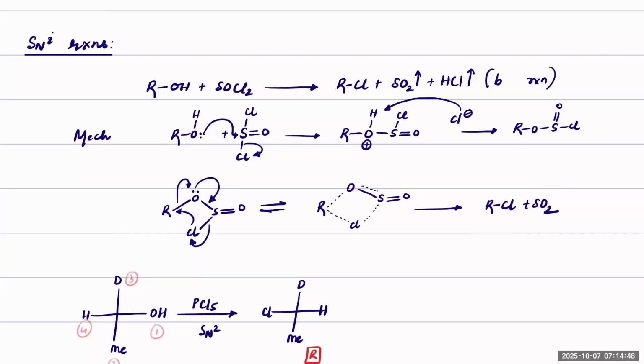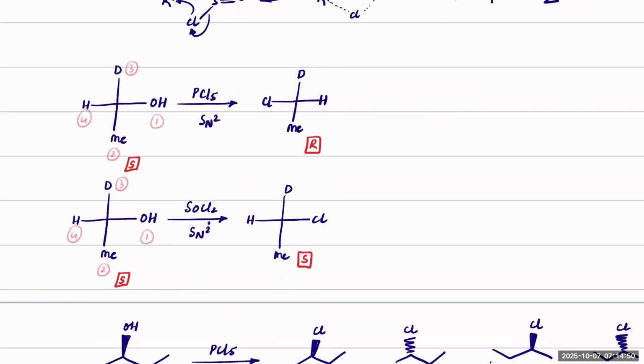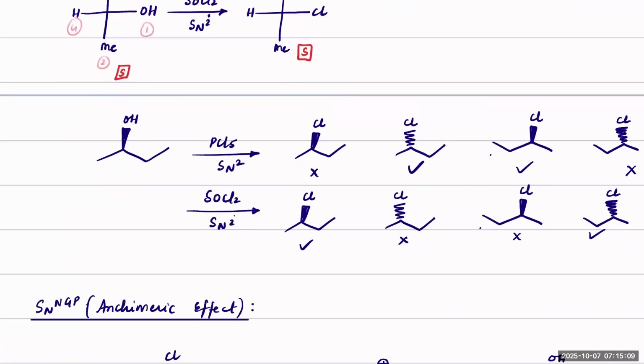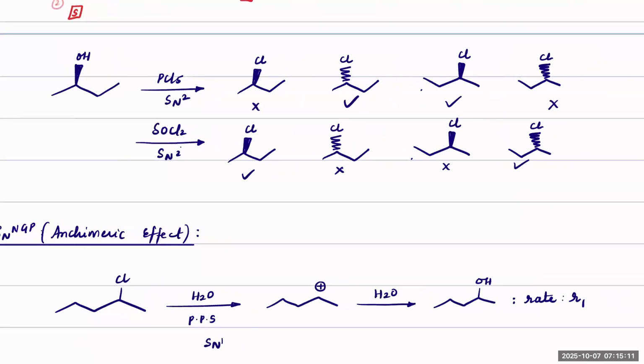In the SNi mechanism, the reaction is undergoing retention here. So for example, if this is S configured, with PCl5 it will become R configured. But with SOCl2, S will remain S configured. So where the group is going, at the same position, chlorine will be attached. Done? Now you can see that if a question is given like this, and these are all the options given, what are the correct structures?